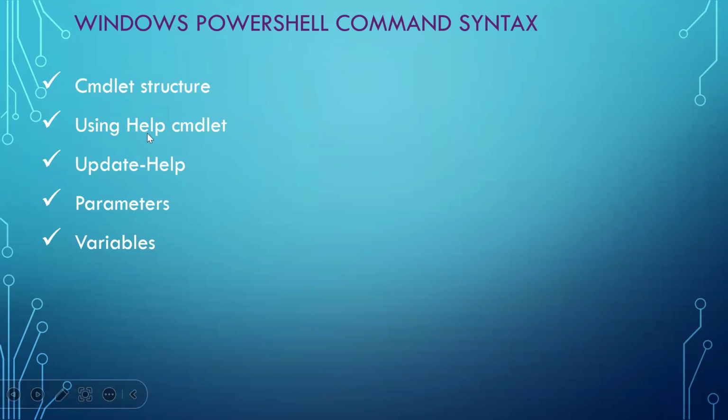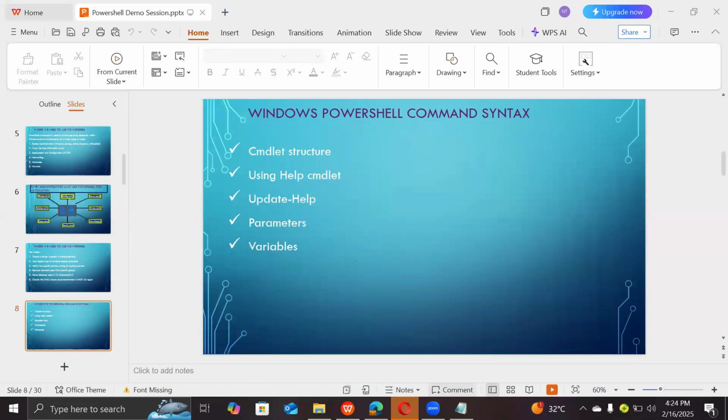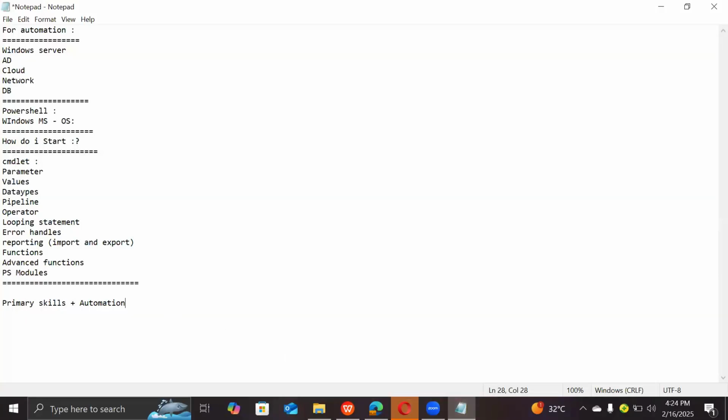Commandlet structure using help commandlet, update help, parameter variable. What do you mean by this? So first, most important, when you go to the PowerShell, there are 4 types of console. What are those?